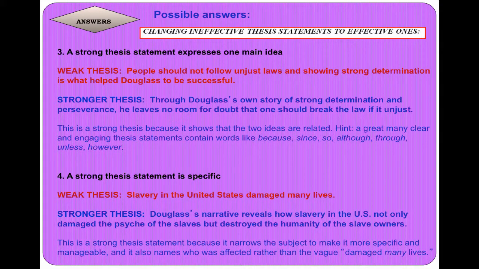4. A strong thesis statement is specific. So a stronger thesis would have been, Douglas's narrative reveals how slavery in the U.S. not only damaged the psyche of the slaves, but destroyed the humanity of the slave owners. This is a strong thesis statement because it narrows the subject to make it more specific and manageable, and it also names who was affected rather than the vague, damaged many lives.